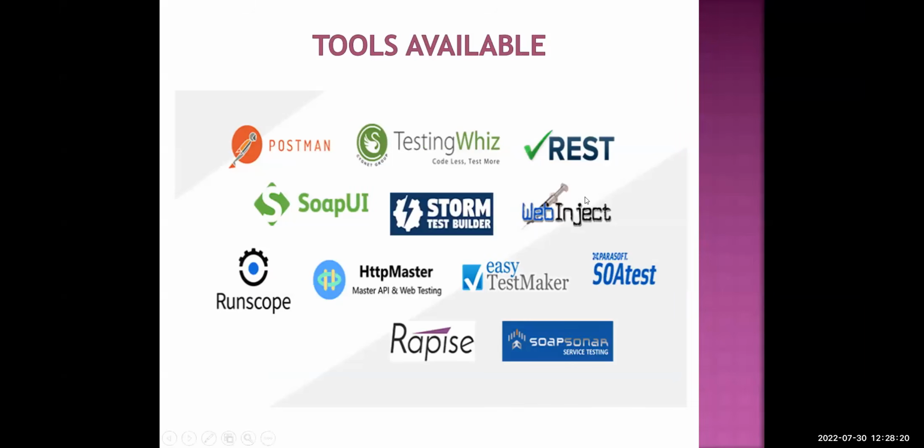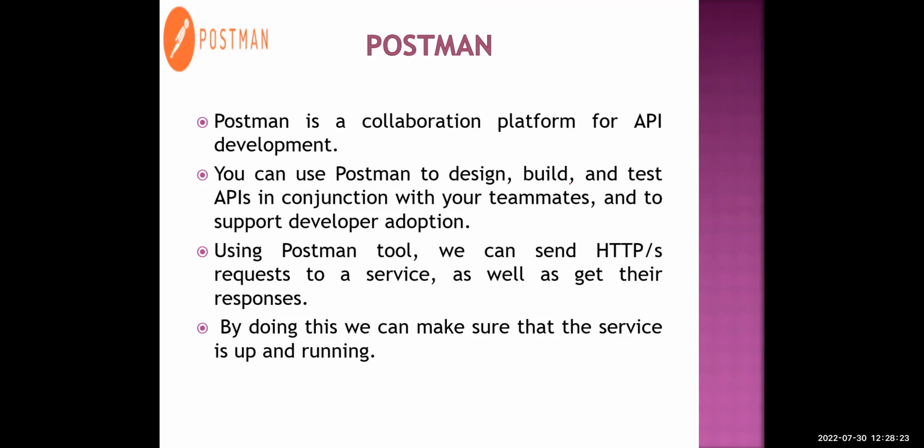So what is Postman? Let's see. It is a tool. Postman is a collaboration platform for API development. Obviously, the Postman tool is not only used for testing purpose, but if you want to implement any API, for API development, documentation, report development, testing purpose, for everything, we use this tool. So you can use Postman to design, build, and test APIs in conjunction with your teammates and to support developer adoption. Very good, right? Using the Postman tool, we can send what? HTTP request to the service or to the server, as well as we will get their response also. By doing this, we can make sure that the service is up and running.